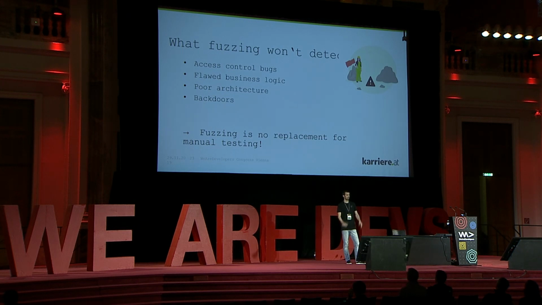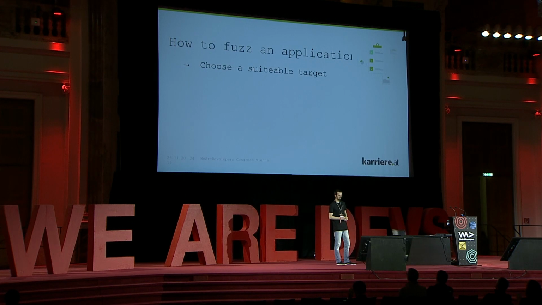So now that we have a solid base, we know what fuzzing is and how it works. I will tell you step by step how to fuzz an application. First thing, obviously, is to choose a suitable target. Like I said, typically this is a C or C++ program because they have the most vulnerabilities in them. Let's say we use a JSON parser, for example.